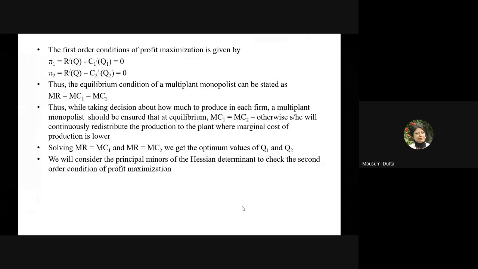The first order conditions of profit maximization: first I have to consider del pi by del Q1.